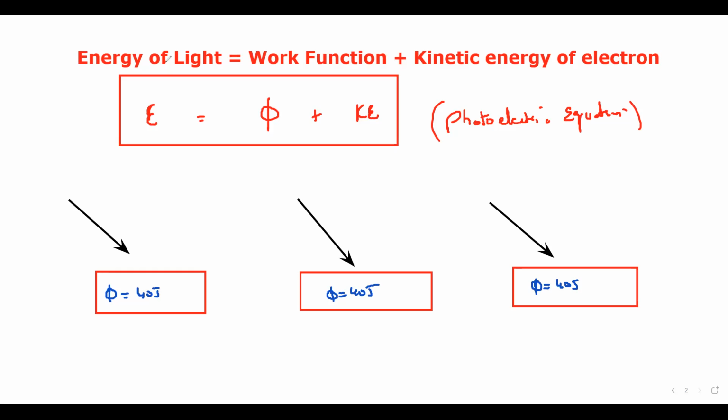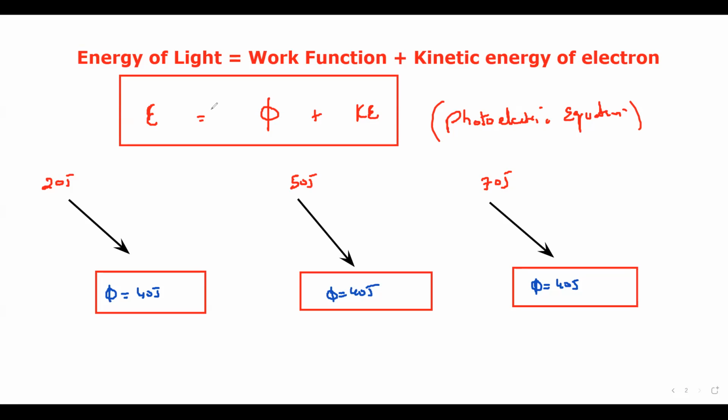Now the energy of the incident light is 20 joules in the first case, 40 joules in the second, or 50 joules, and in the last example the energy of the incident light is 70 joules. So for the first example, will there be a photoelectric effect? Will the electron come out?